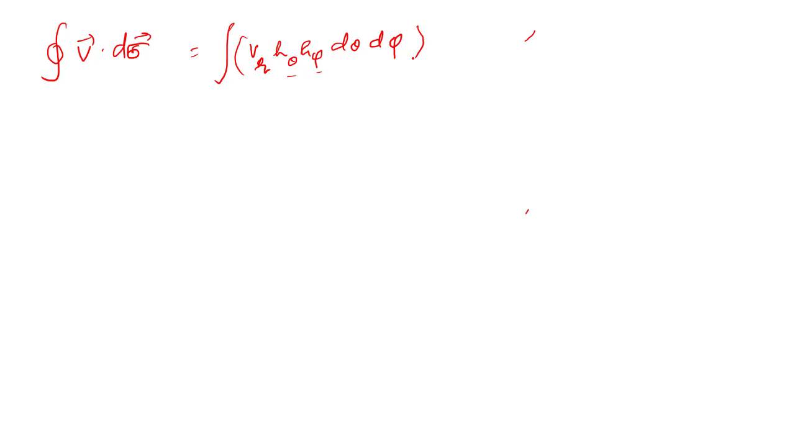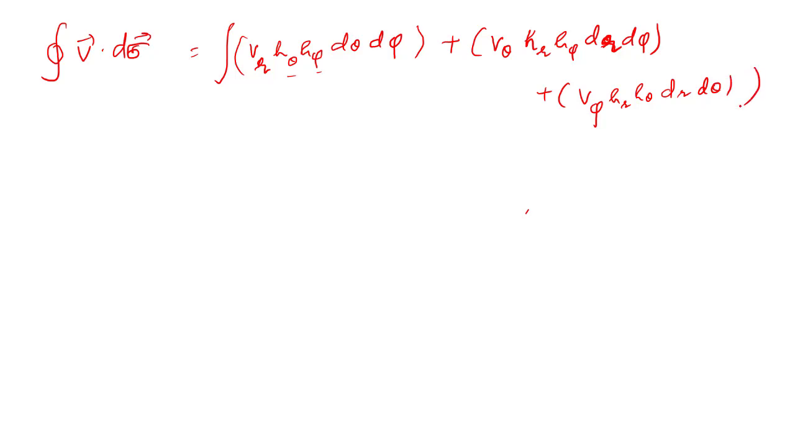Then plus for V theta, I would have HR, H phi, D theta, sorry, DR, D phi. Similarly, for the phi, I would have V phi, HR, H theta, DR, D theta, right?